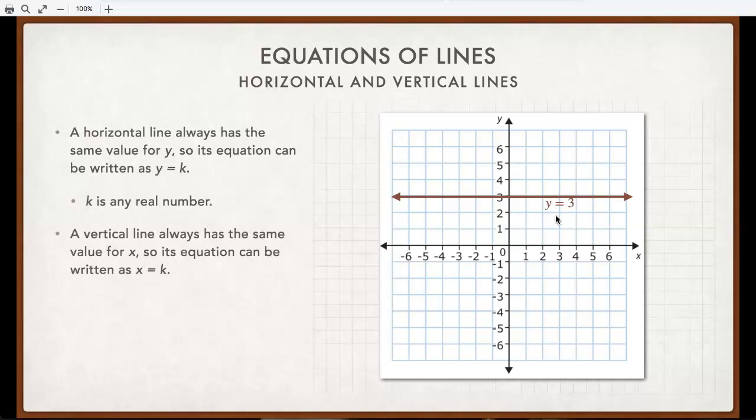A vertical line, on the other hand, always has the same value for x, so we can write its equation as x equals k, where k is any real number. So this vertical line here always has an x value of negative 2, and so its equation is x equals negative 2.